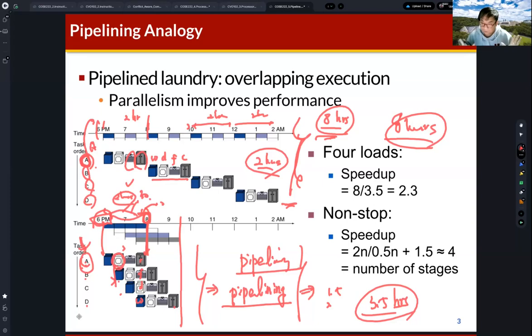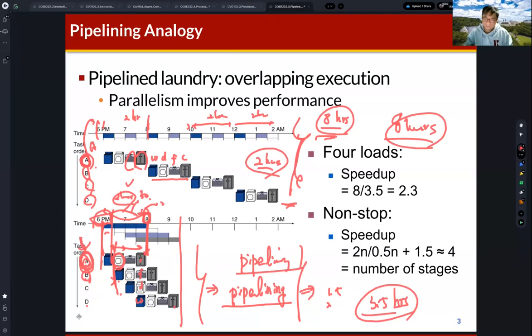Do you understand? If we just focus on a single task, the latency is the same, but with pipelining we can assign a new task every 30 minutes in this example. Which means that if there are multiple tasks, then we can reduce the total execution time.